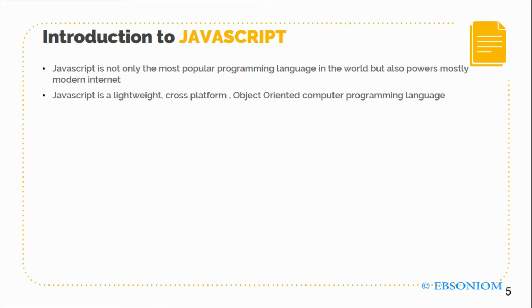Lightweight means the language does not eat much RAM of the computer and has a relatively simpler and smaller syntax and features. Cross-platform means it can be used on multiple platforms. Object-oriented means it is based on objects, which we will explore later.